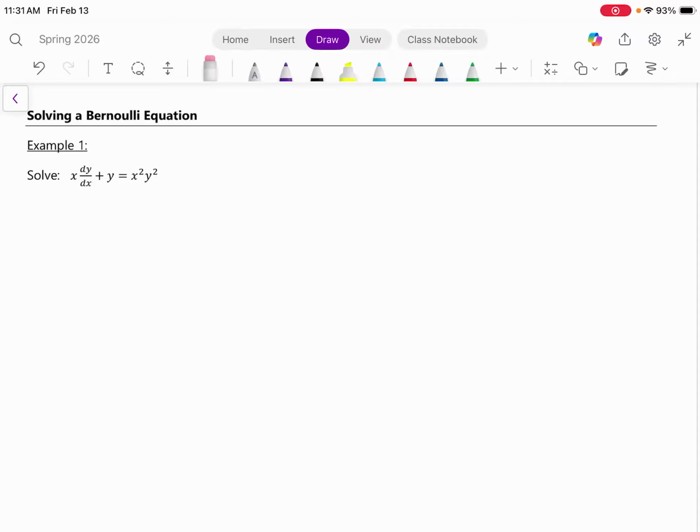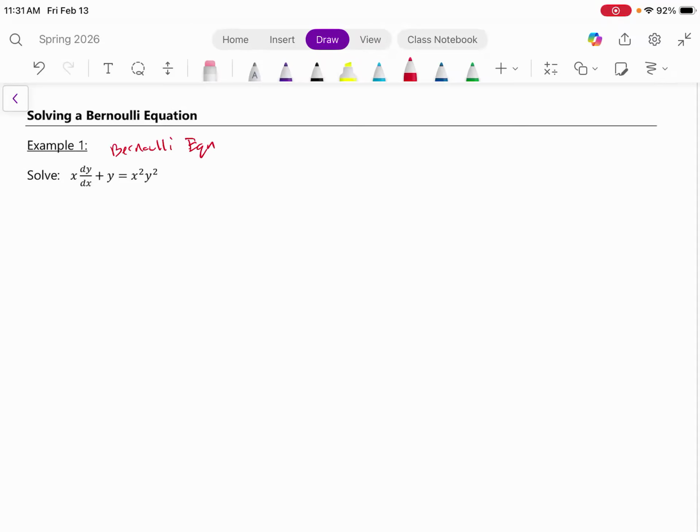In this video, we're going to go ahead and solve a Bernoulli equation. So, here in example 1, we have x times dy over dx plus y equals x squared y squared. So this is a Bernoulli equation, and a good giveaway is that y squared attached to the x squared. Remember, y needs to be in some power on that right-hand side. But let's go ahead and try and solve this, okay?